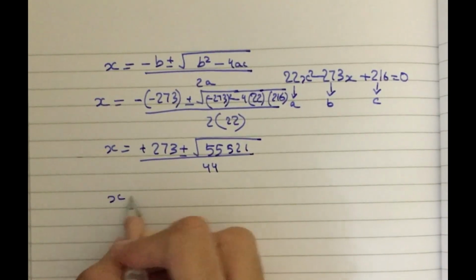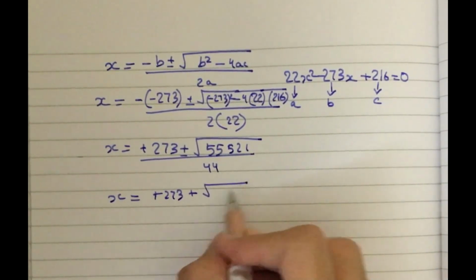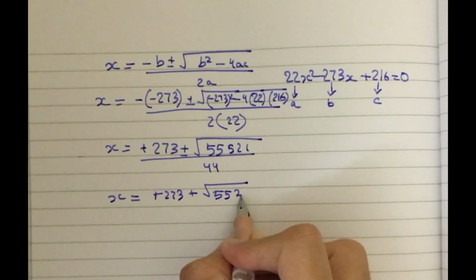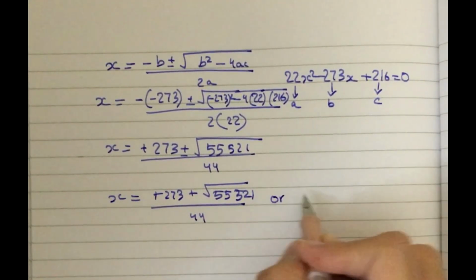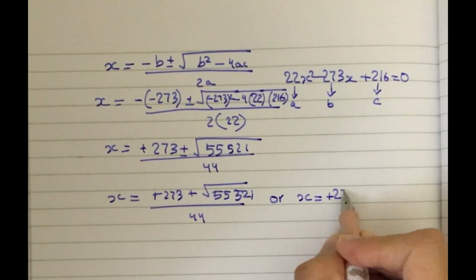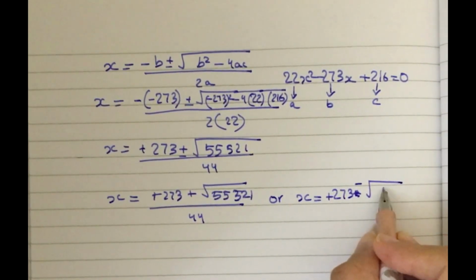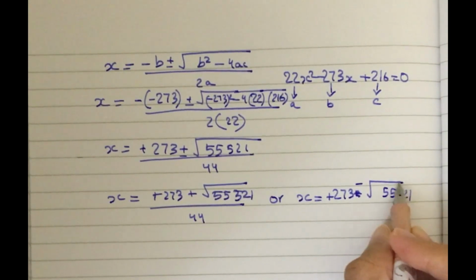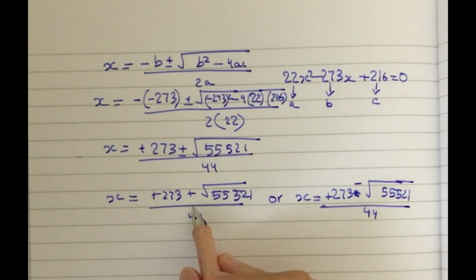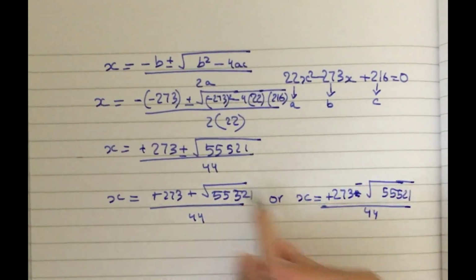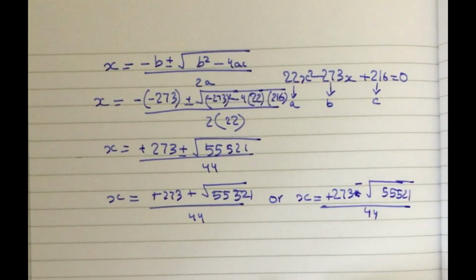So I can either write it as basically x = (273 + √55521) / 44, or I can write it as x = (273 − √55521) / 44, this time negative. You have to write it one time with positive and one time with negative when we write this plus-minus square root.